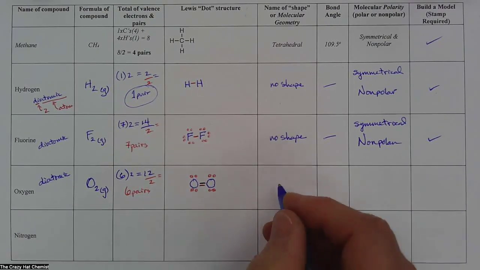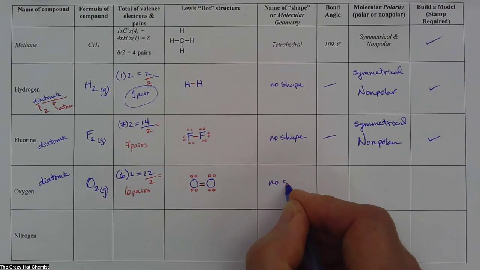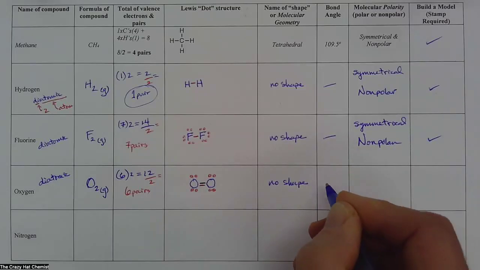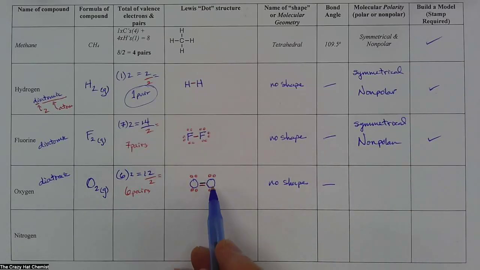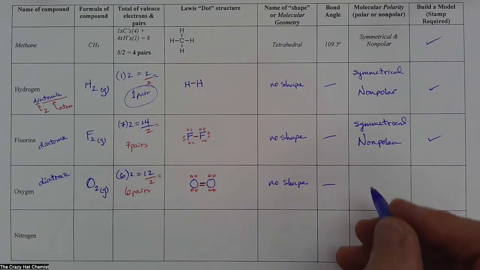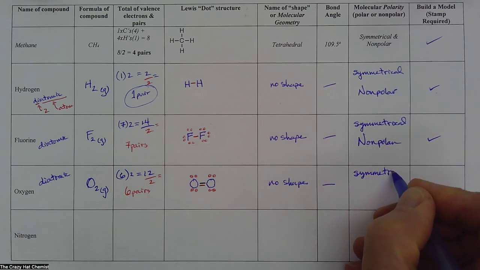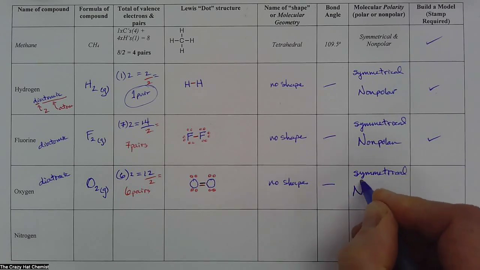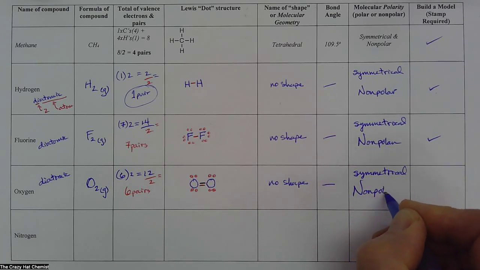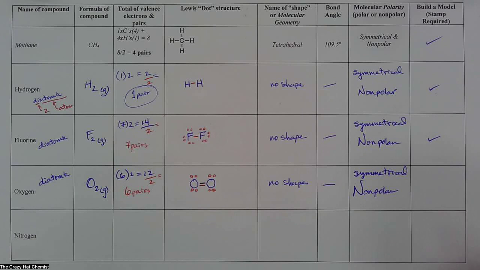Again, I need 3 atoms in order to have a shape. So this is no shape. If no shape, then there's no bond angle. These 2 things are the same on both sides, so it's symmetrical. And that means it's nonpolar. And we're going to build ourselves a model here in just a second.